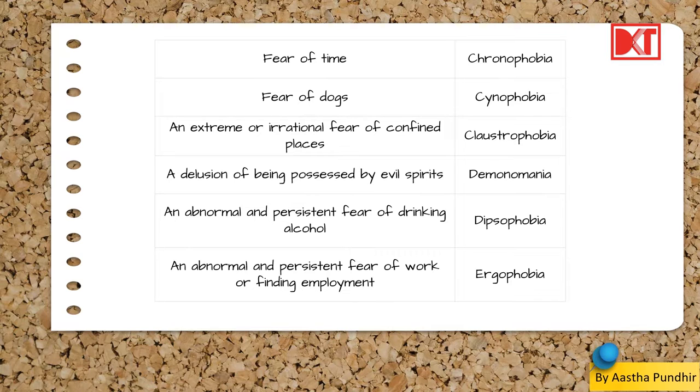Okay, here we have fear of time. Fear of time is called chronophobia. Then we have fear of dogs. Fear of dogs could be called xenophobia. Then an extreme or irrational fear of confined spaces could be called claustrophobia. Then we have a delusion of being possessed by evil spirits. This could be called demonomania. Then we have an abnormal and persistent fear of drinking alcohol, dipsophobia. Then we have an abnormal and persistent fear of work or finding employment. This fear could be called ergophobia.